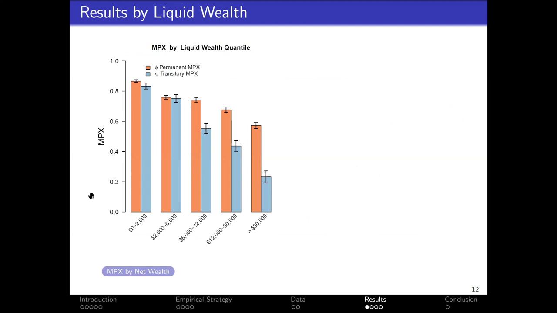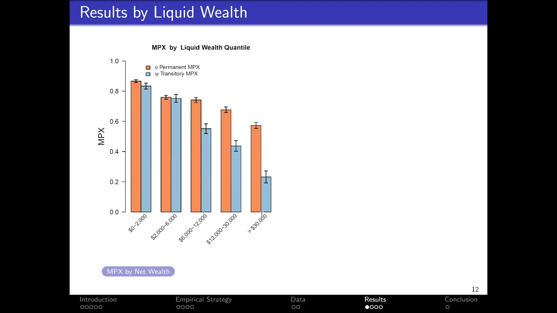So these are the MPXs by liquid wealth quantile, for the permanent MPX and the transitory MPX. So the blue lines here are the transitory MPX, and across here are the quintiles of liquid wealth. So this is the 20% of households with the lowest liquid wealth in Denmark on the left here. And over the 10 years of our sample period, they on average have less than $2,000 of liquid wealth. And you can see that this group of people are spending 85 to 90% of their income, whether it's a response to a permanent shock or a transitory shock.